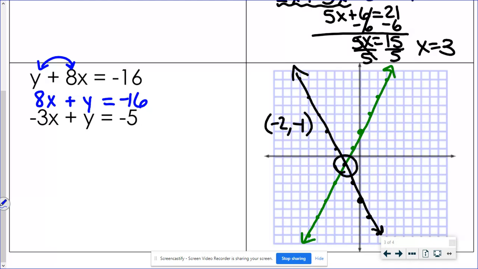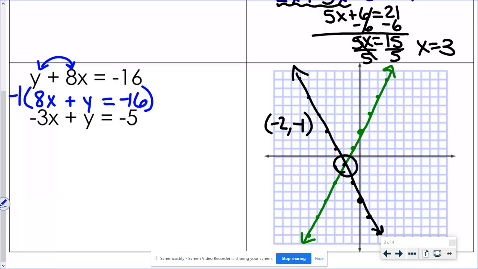I really need one of them to be a -1y instead of a +1y. I don't care which equation gets multiplied by -1. It really doesn't matter to me. It's not going to make any difference in terms of your answer when you do this. So I'm going to, I guess, let's multiply this one that we just switched around. Let's multiply this one by -1.